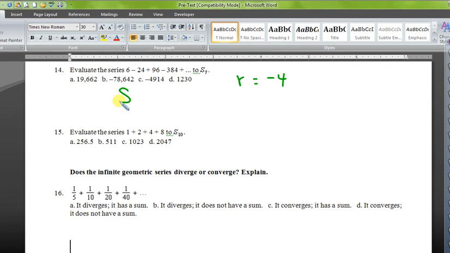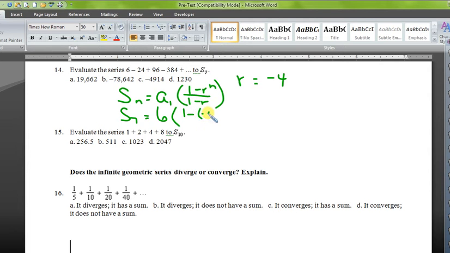So the sum template is going to be the first term, parentheses, 1 minus r to the n, over 1 minus r. And I think this is the most challenging template there is because we've got this part right here that, when you put it into your calculator, it can get tricky. So I'm looking for the sum of the first 7. The first term is 6.